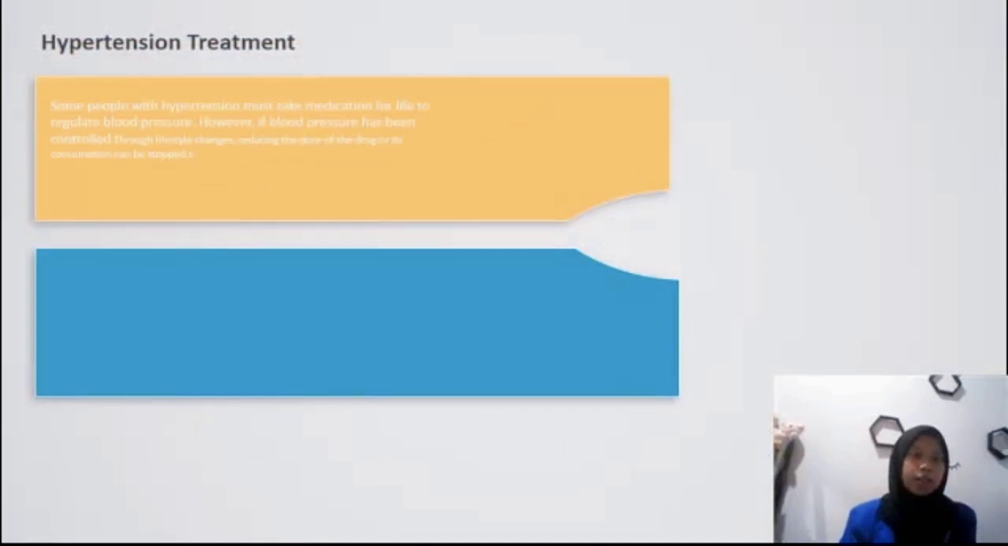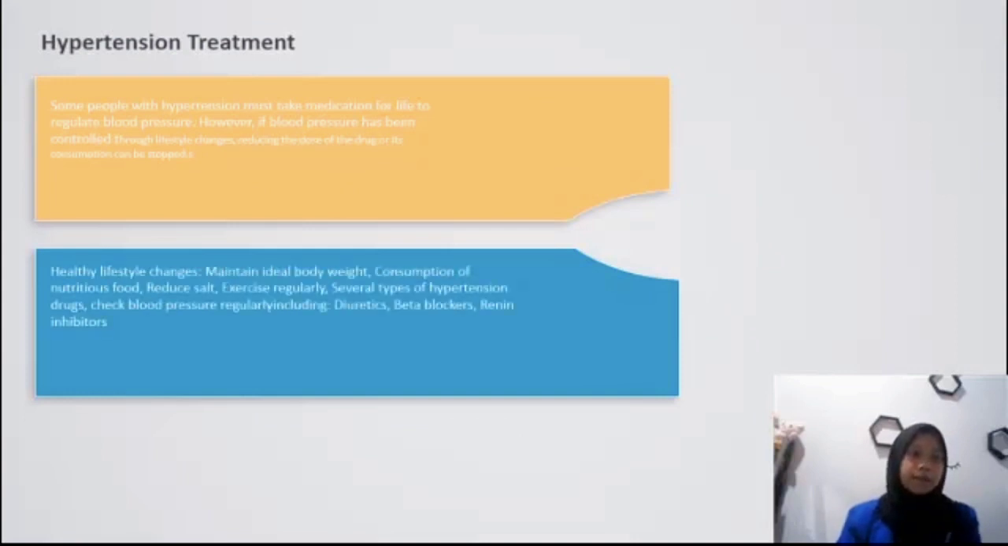Hypertension treatment. Some people with hypertension must take medication for life to regulate blood pressure. However, if blood pressure has been controlled through lifestyle change, reducing the dose of the drug or its consumption can be stopped.